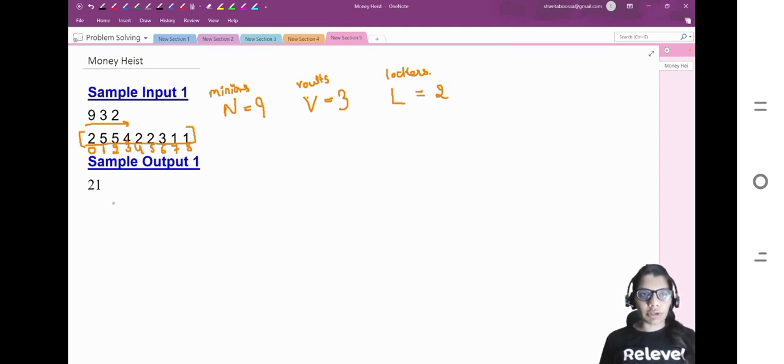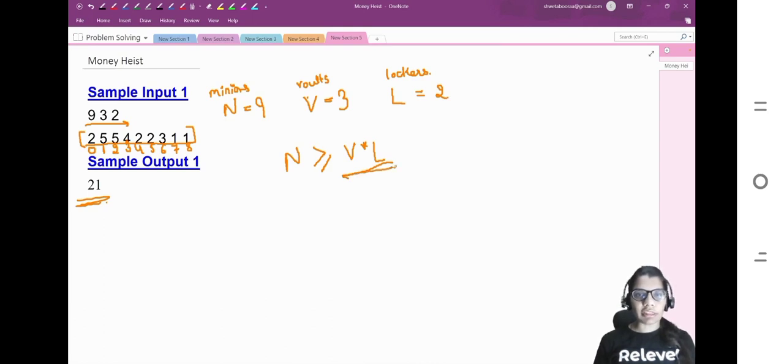For looting the particular locker, right? And this is your output. So now, one was the main thing in your question, that your number of minions can be greater than or equals to your V into L, right? That means your number of minions can be greater than the total number of lockers, right? So we have to choose our minions optimally.